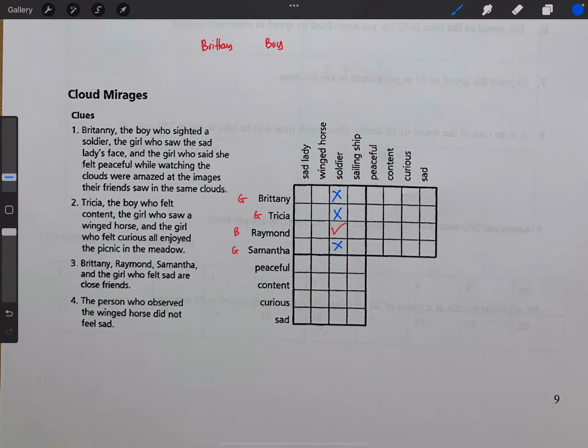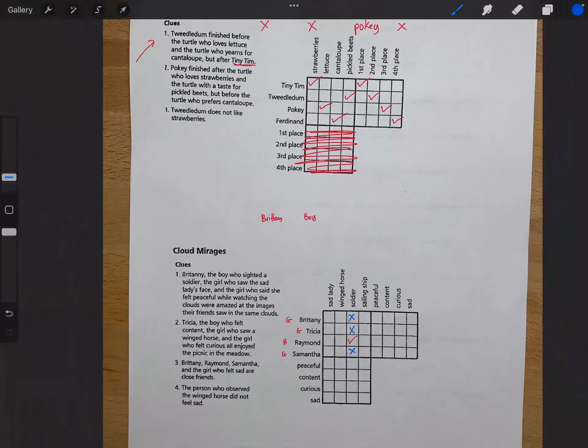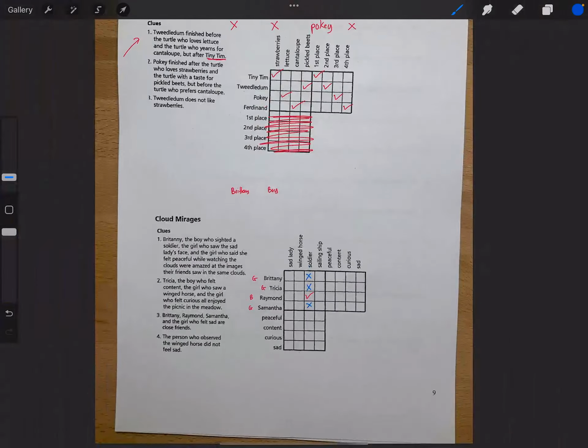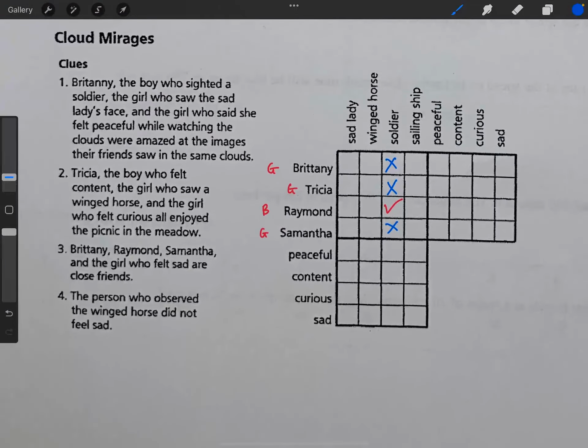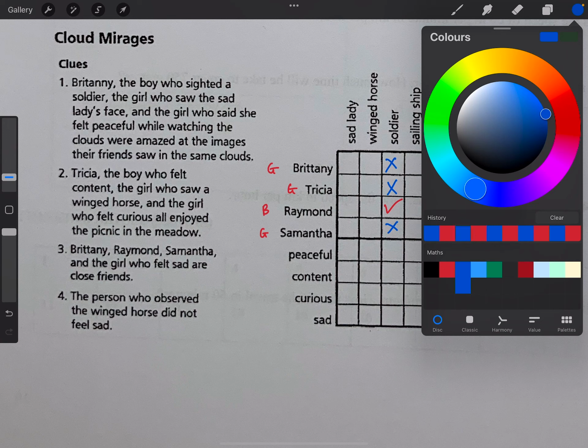Okay. Now, because this one's a bit tricky, I'm going to put some crosses. In the first one, I just did that with no crosses. But this one's a bit trickier, so I'm going to put some crosses to eliminate the possibilities.